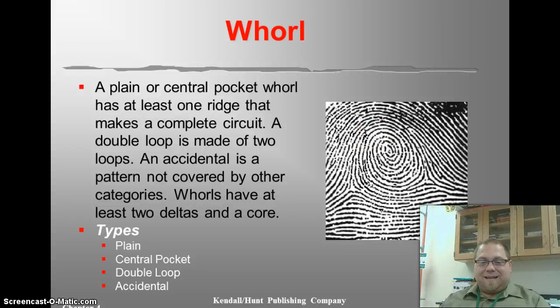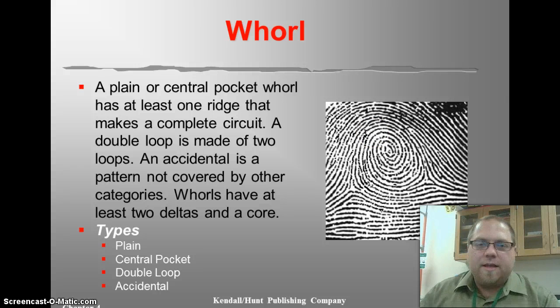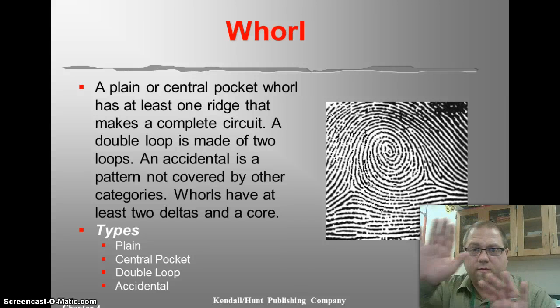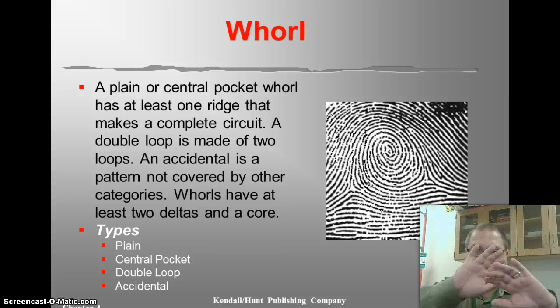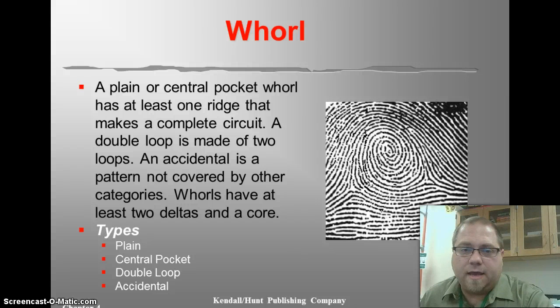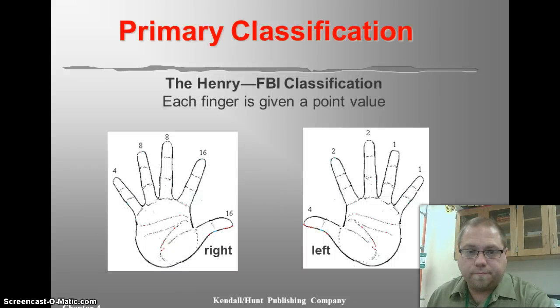If it does not, that's going to be, I just told you a lie, that's going to be a plain whorl. Okay? If you draw the line between them and it does not intersect with any of the ones making that circuit, then that's going to be a plain whorl. Double loop, that's the one that looks like kind of a bowl of spaghetti, got two S's there. And accidental is the one where you just can't really figure it out.